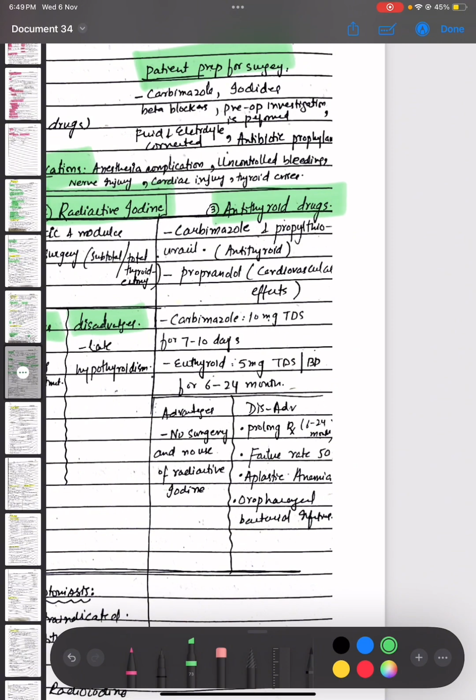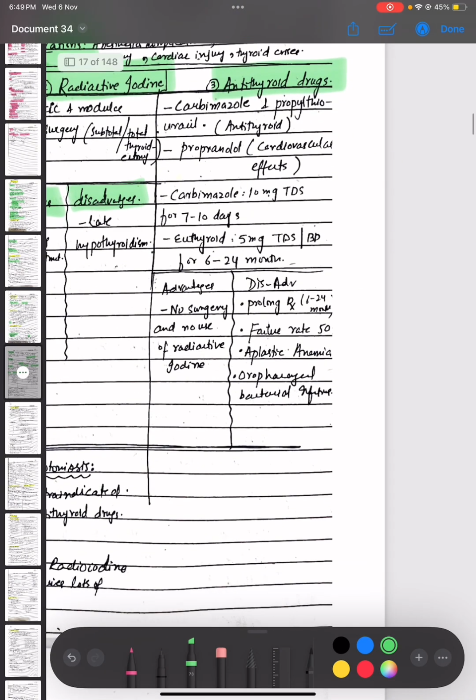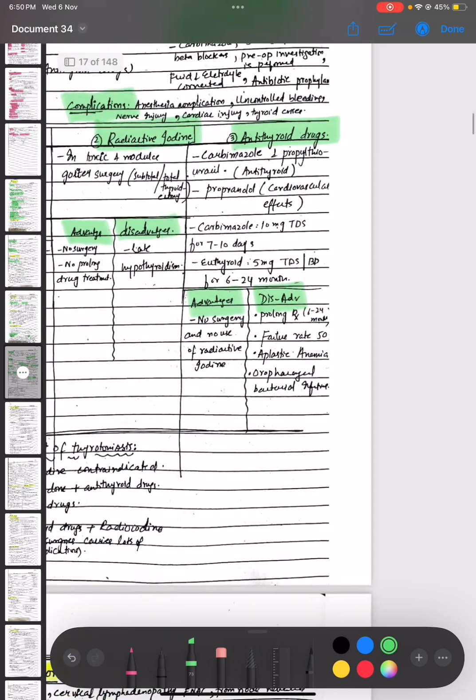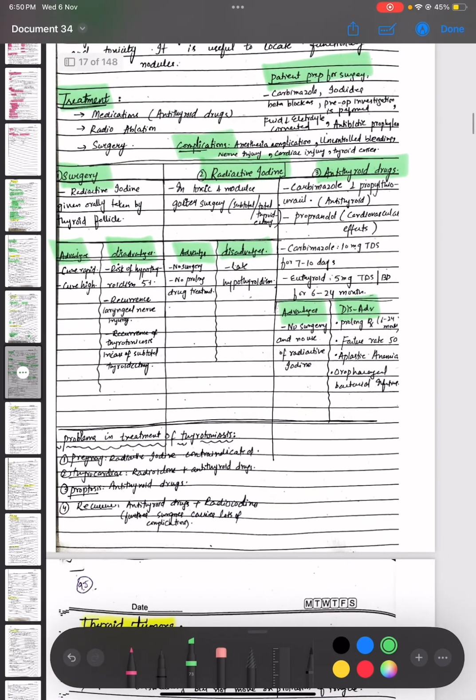Propranolol is used for cardiovascular effects, and carbimazole is given 10 mg TDS for 7 to 10 days, then euthyroid 5 mg TDS or BD for 6 to 24 months. What are the advantages? It is non-surgical and no use of radioactive iodine. The disadvantage is that it's a prolonged treatment of 6 to 24 months. There is a failure rate of 50%, aplastic anemia may occur, and oropharyngeal bacterial infection may develop due to antithyroid drugs.